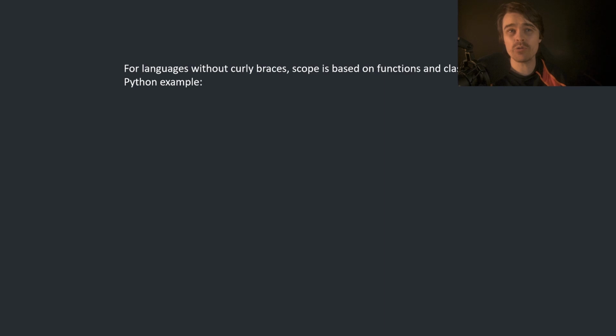For languages without curly braces, scope is usually based on functions and classes. For example, here's a Python example. We have def function, and we create X inside it, and then we call function, then we print X. What's wrong with this? It's going to give you an error because X only exists inside the function. It doesn't exist in the global area. In Python, it doesn't exist, so this won't work.